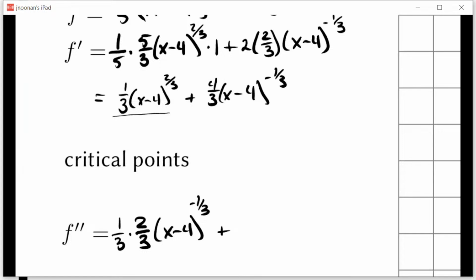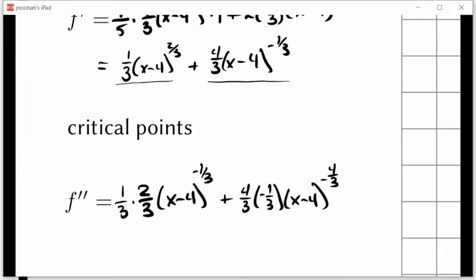You guys know these fractional exponents are scary, aren't they? They're horrible. But Colton can handle it, can't you, Colton? What about that second piece? What's the derivative of that? Negative 1/3 times 4/3 times (x minus 4) to the negative 4/3. All right, very good. And of course, times 1, but chain rule there. Let me clean this one up, and then I'll give you your task for the next 5 minutes.